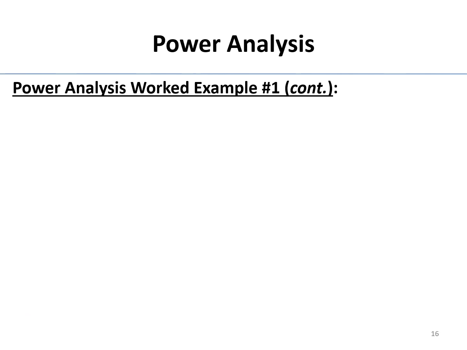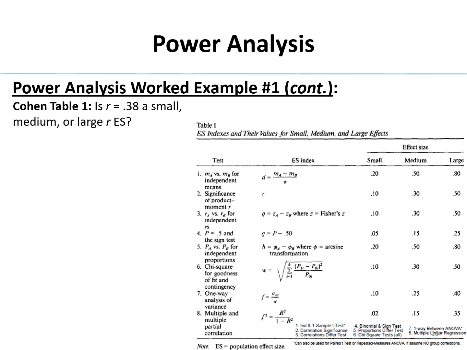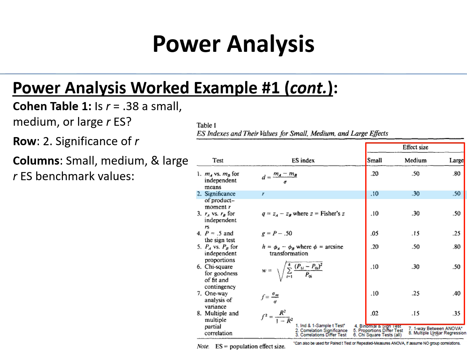So keep going with this example. Let's go to Cohen's table 1. We look for a correlation coefficient of 0.38. Is it a small, medium, or large effect size? There's our row for correlation. Over there are the columns for the small, medium, and large correlation effect size benchmark values. And again, we're looking at where 0.38 falls.